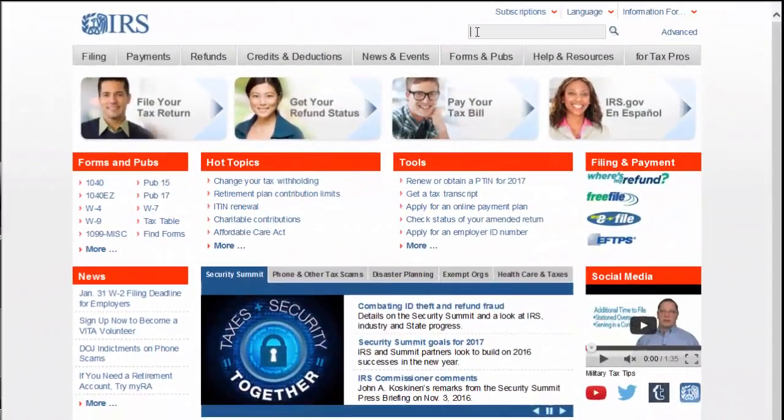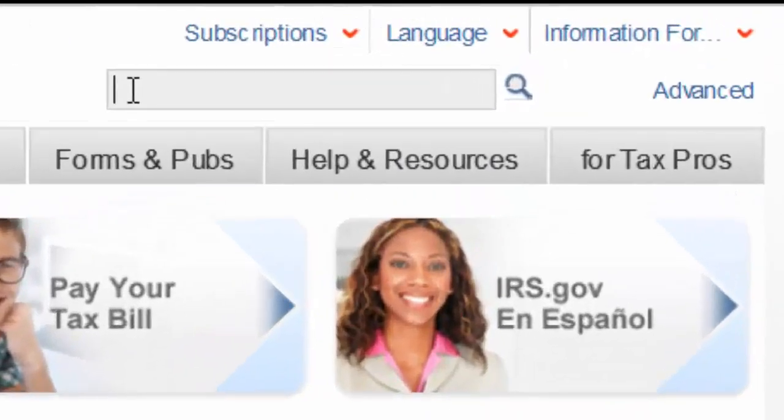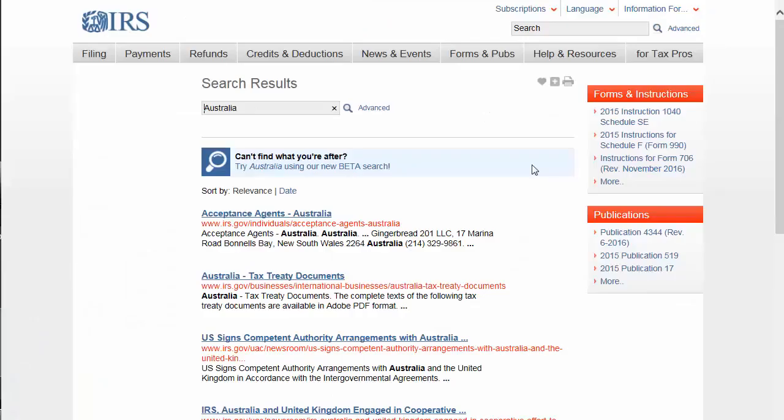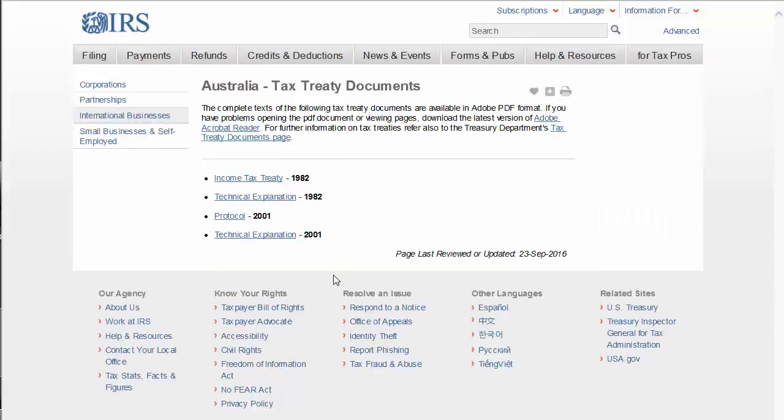To locate a specific treaty article, go to the irs.gov website and type the name of the foreign country in the search box. Australia is the foreign country in our example, so let's type in Australia. When the search results appear, look for the link to the tax treaty documents for that country and click the link. Multiple documents may appear on the search list for the same country. Always select the link to the income tax treaty document for the most recent year.